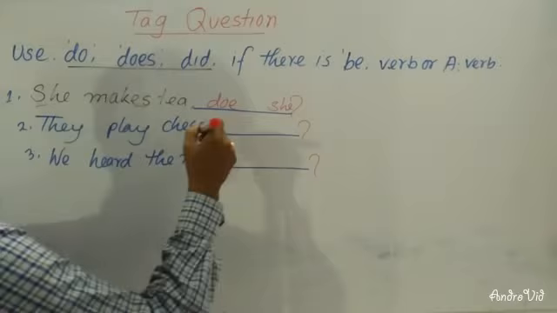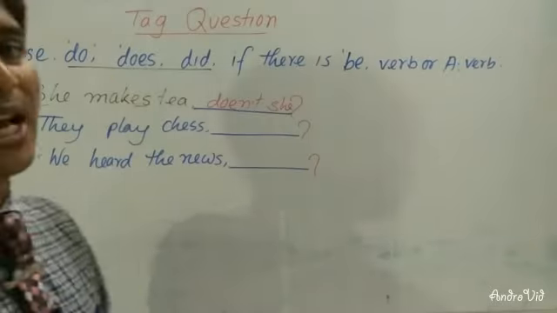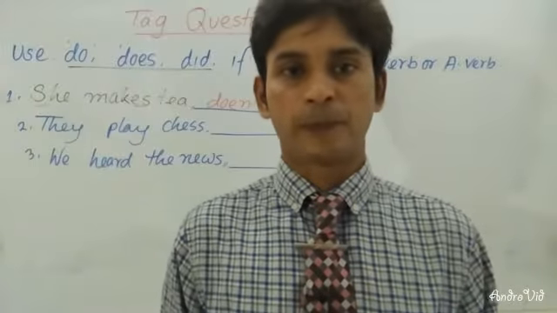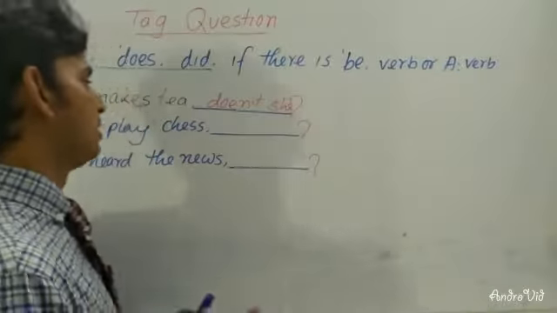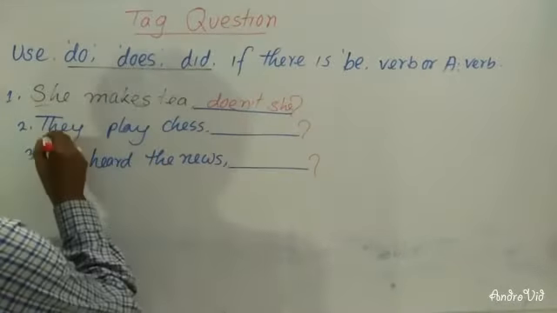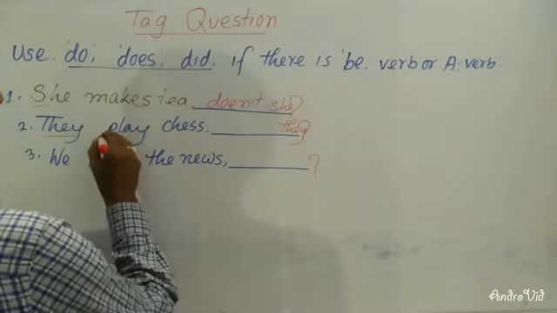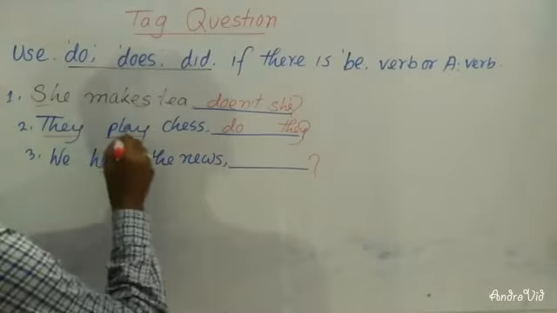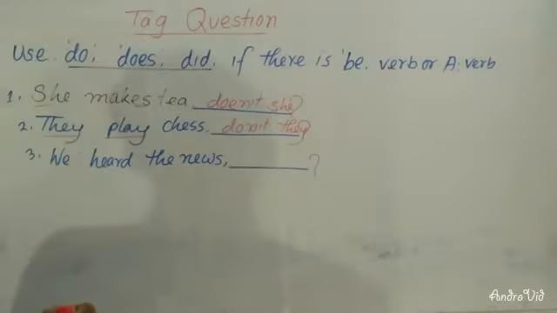There is no negative word, so you will have to use "not" here in short forms. Always you have to write in short forms in tag questions. Always you will have to write in short forms, dear learners. And then you will have to use "they" as the subject. So I have used "they", and "play" is the verb. So you can write here "do" because this is present tense, and there is no negative word, so you will have to write "not" in short forms. So, they play chess, don't they?